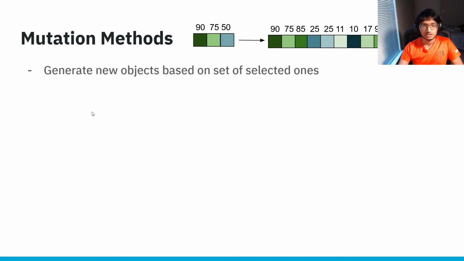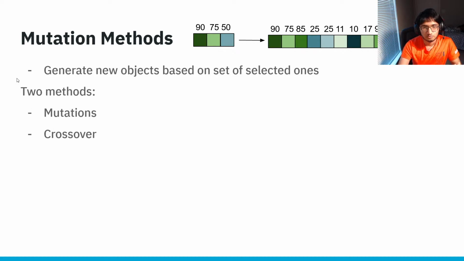Okay, so now mutation methods. Mutation methods generate new objects based on a set of selected ones. So they do all the mutations, the variations. They're the ones that actually do the improvement. Without them, all you'll end up doing is having a good selected number from a subset, and that's it. Now you want to explore a bit. So there's two methods to do this. We can do mutations or we can do crossover.